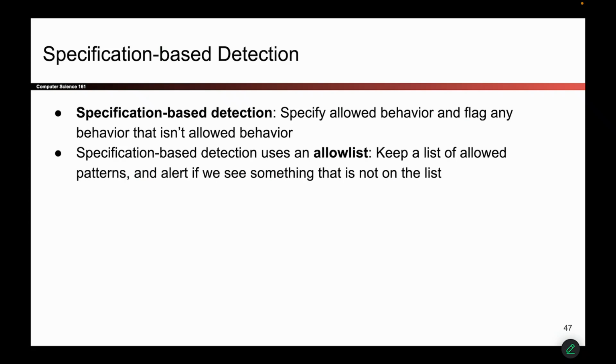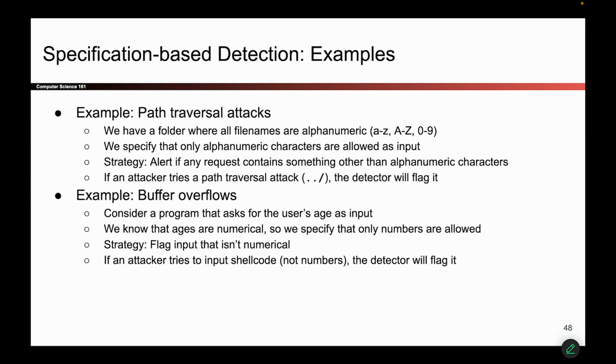So if it's on that list, it's good. If it's not on that list, you say it's an attack. That's the whole scheme. So once again, let's try to apply it to the attacks we've seen before. How would you use specification-based detection on a path traversal attack?